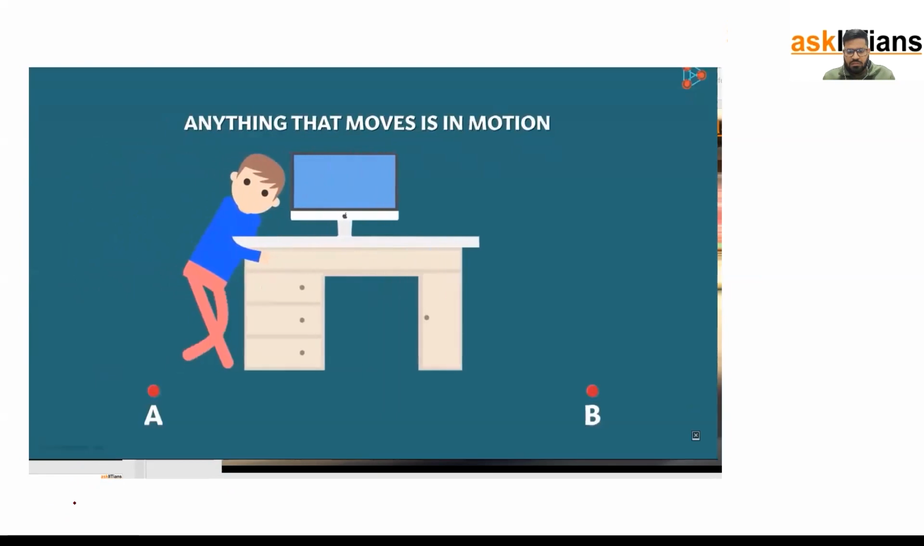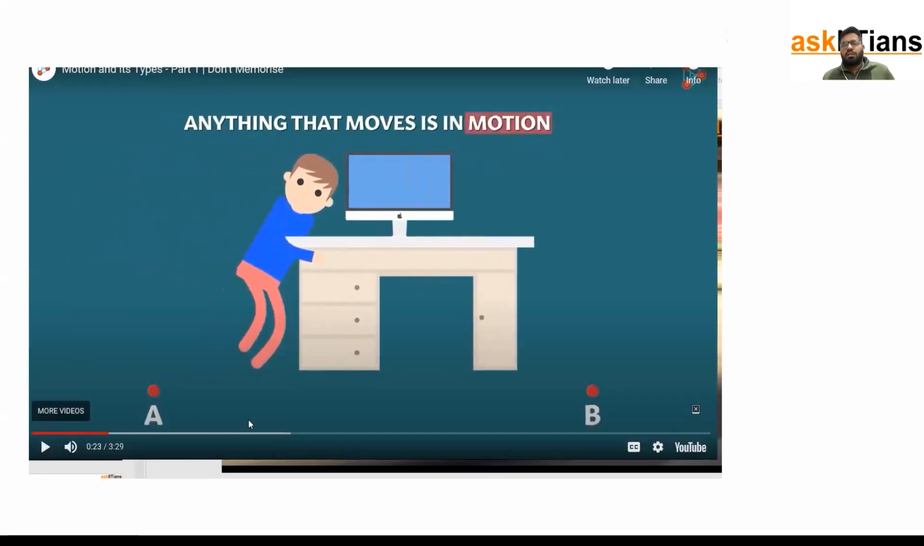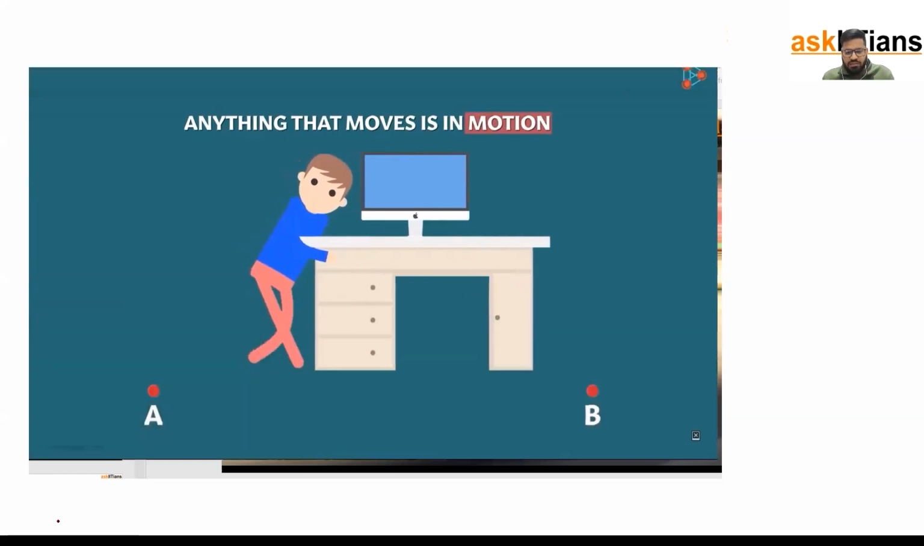Anything around us that moves, we say that it's in motion. Now what you see, while he was trying to take the table from A to B, he is just pushing the table and the table was moving. So anything that is moving is in motion. So we can say the table along with the boy, both are in motion because both are changing their position actually. The table is in motion. As his back is also moving along with the table, he is also in motion.